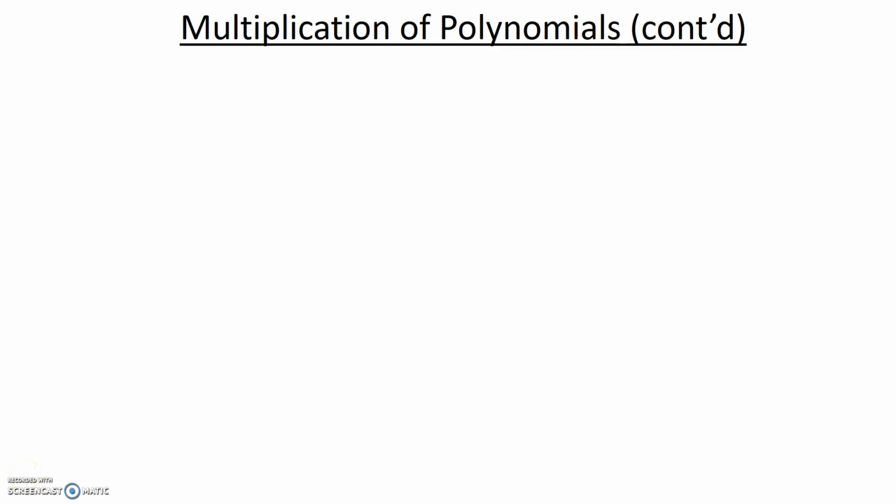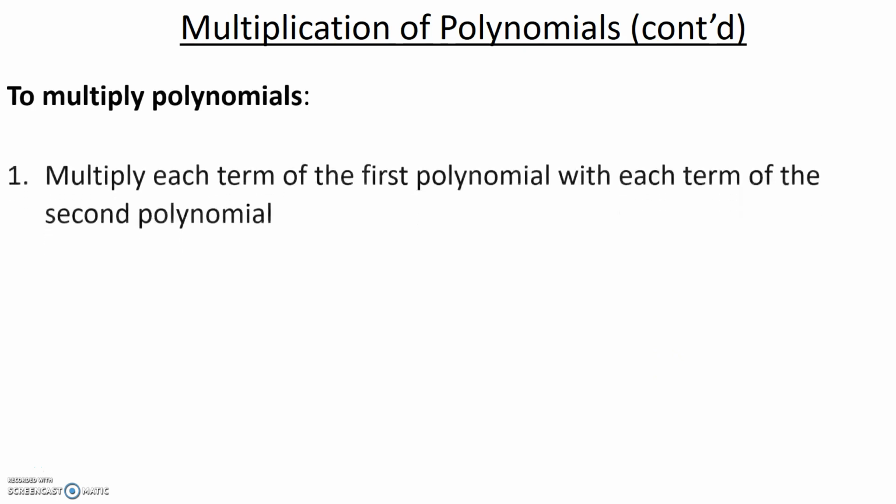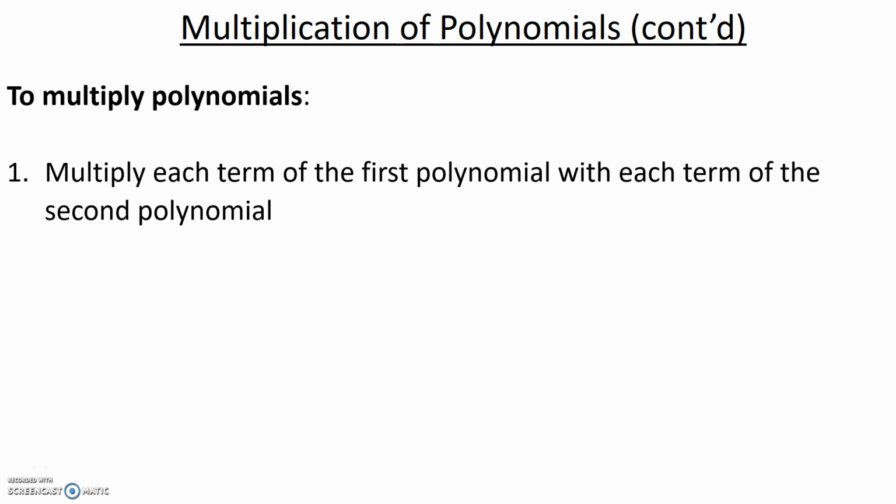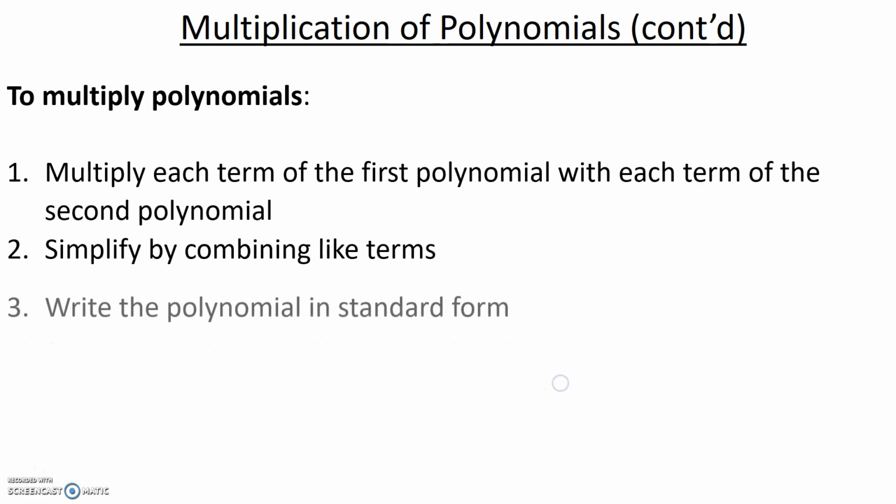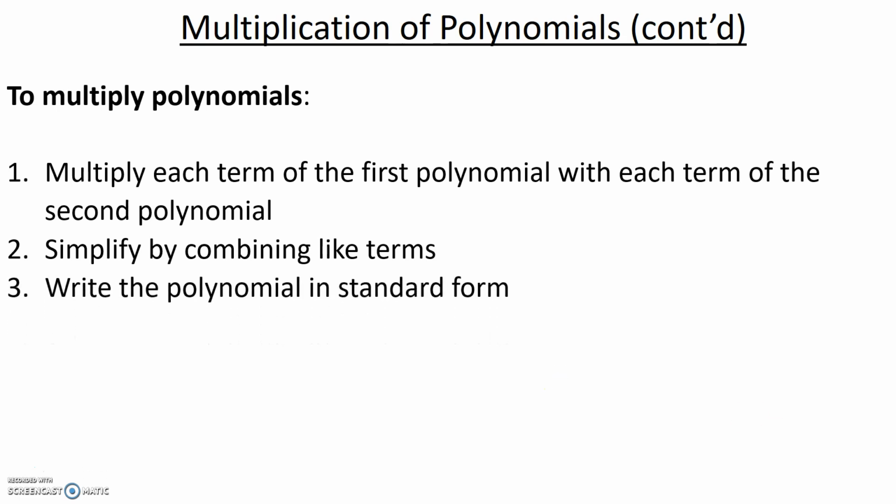In this section, we will continue to multiply polynomials. As a quick recap, to multiply polynomials, we multiply each term of the first polynomial with each term of the second polynomial, simplify by combining like terms, and write the polynomial in standard form.